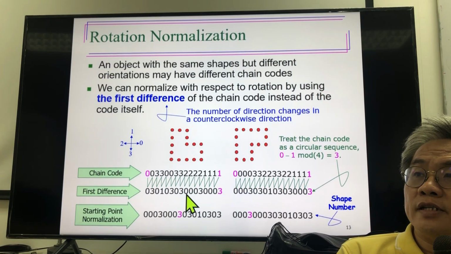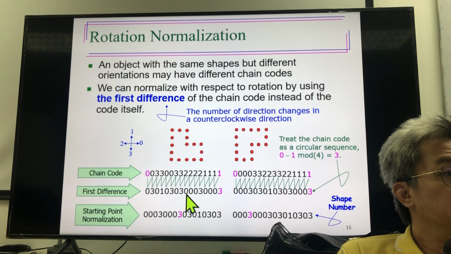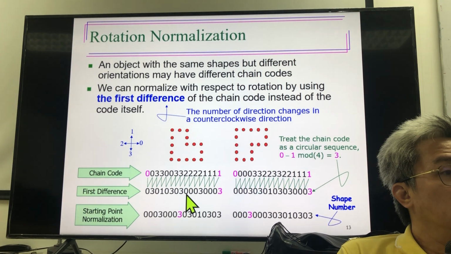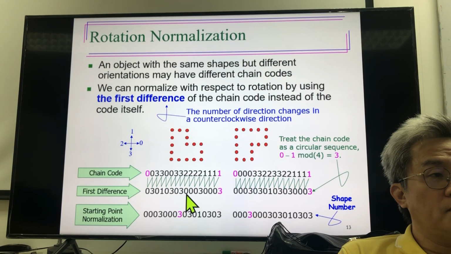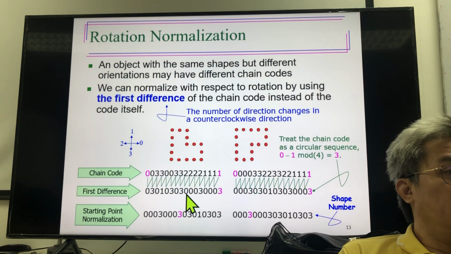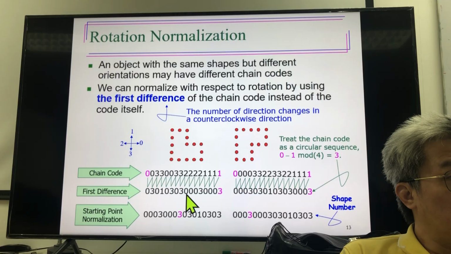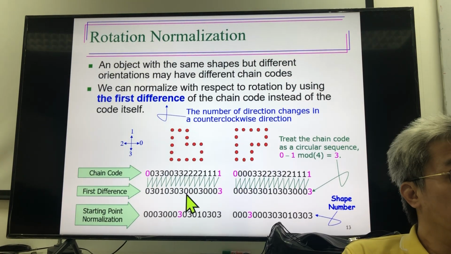Any question at this point? Yes. This works with the 4 directional chain code. It works for the 8 directional chain code as well.